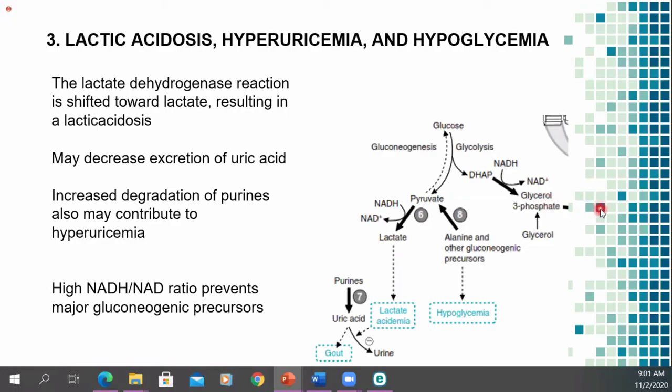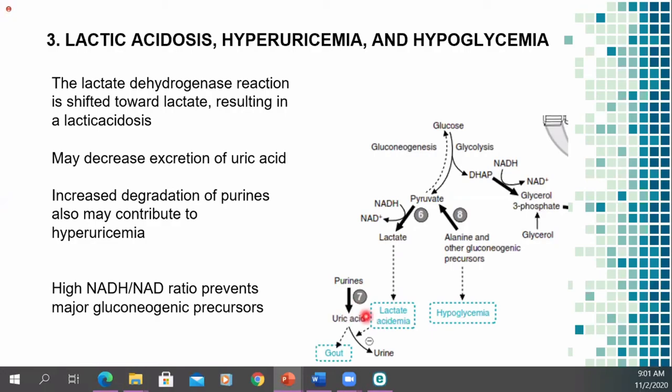And this is something we talked about. Okay. And here, the reaction to form lactate. So that's why we'll have lactic acidosis. Okay. And this lactic acidosis will inhibit the urea cycle. Oh, sorry, the urea cycle, in order to convert uric acid. I'm very sorry.